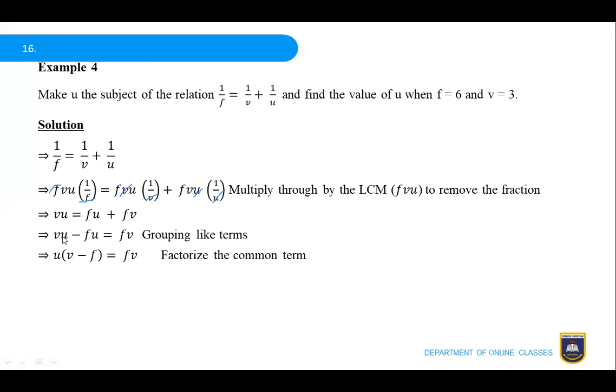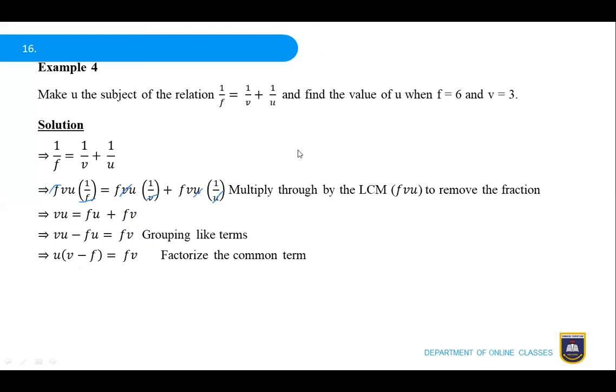If I move the u, you are left with v, so we put it in the bracket. Minus, if I move this u outside the bracket, you are left with f. So we have v minus f in the bracket, and all this is equal to fv.